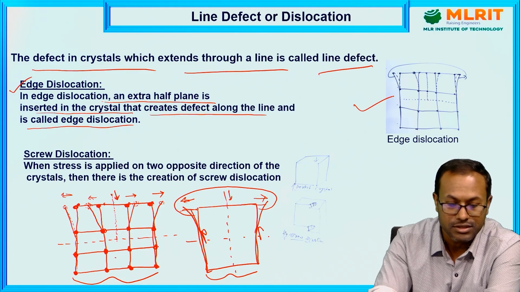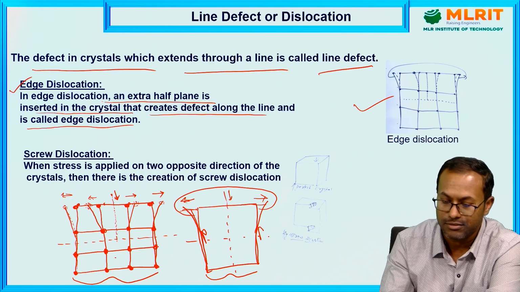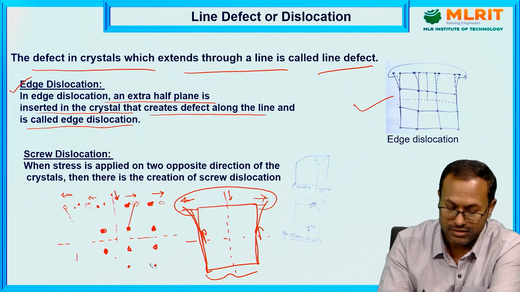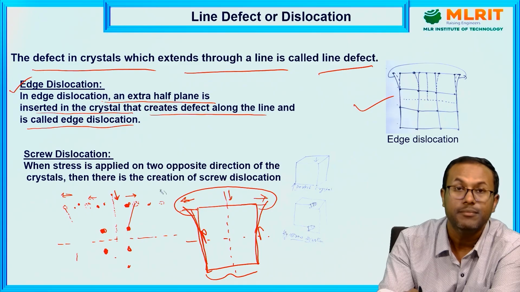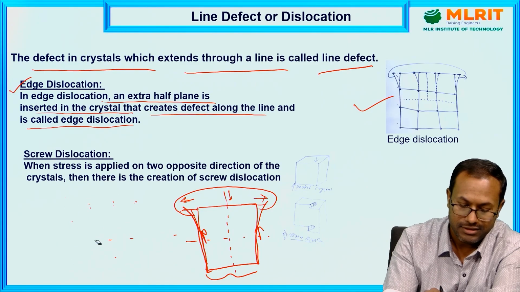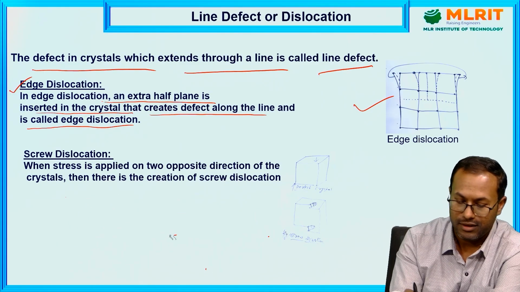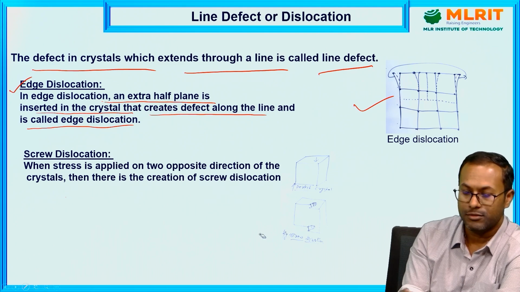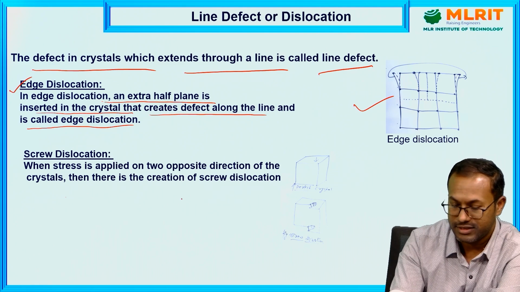Now come to the screw dislocation. In the case of screw dislocation, what is happening? What is screw dislocation? I will explain that. Suppose it is a crystal structure. This is a crystal structure.